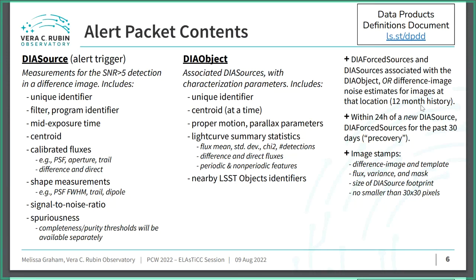Also within the alert packet, of course, you have the DIA source, which triggered it, the DIA object that it was associated with, and all of the DIA sources that are associated with that DIA object, which is just the complicated way to say you have the light curve, basically. So you have like a 12-month history of everything at that location in the sky as well.